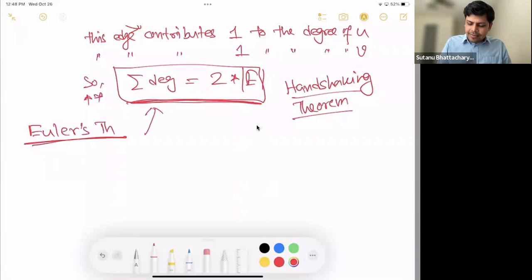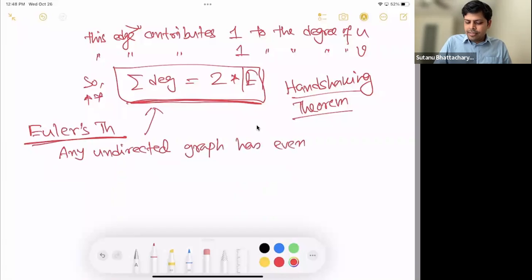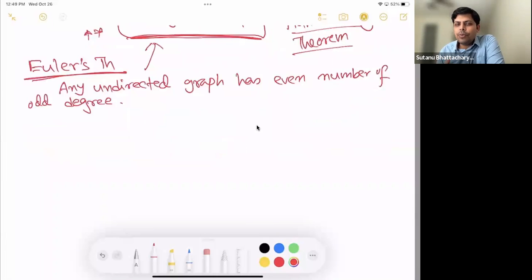So he said that any undirected graph has an even number of odd degree vertices. When you want to prove something, or when you are confused, try to have some small example.